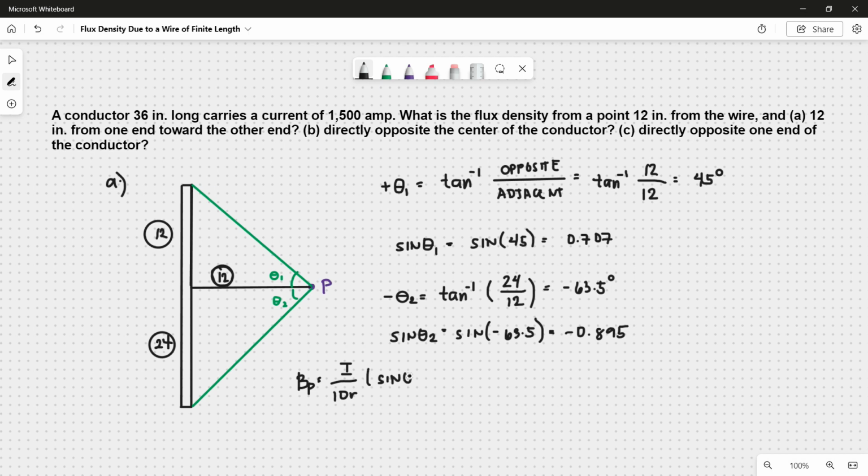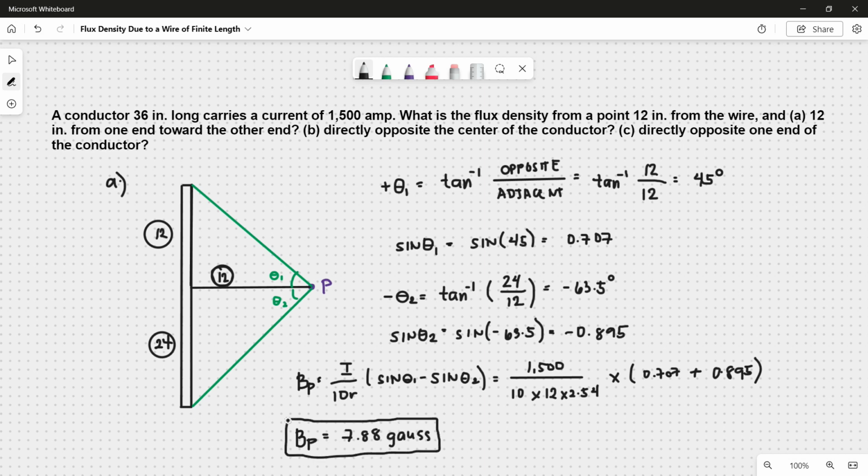Substituting this in our formula, I is equal to 1,500 amps over 10 times R, which is 12 inches, but we have to convert this into centimeters. That's why we multiply it by 2.54, times 0.707 plus, this is now a plus sign since negative times negative is positive, 0.895, and this is equal to 7.88 Gauss.